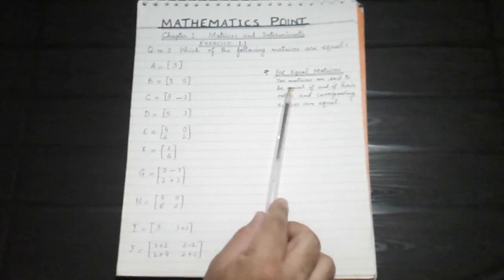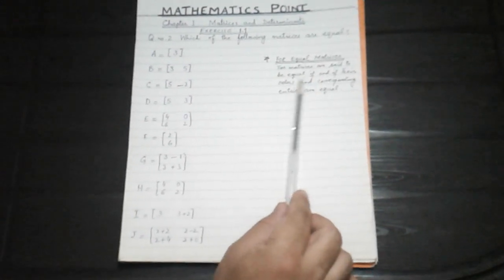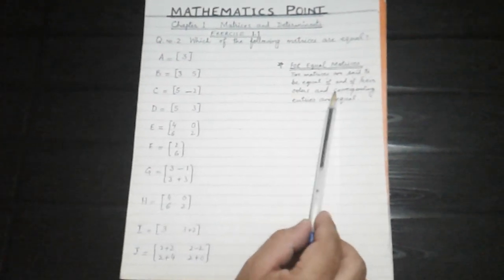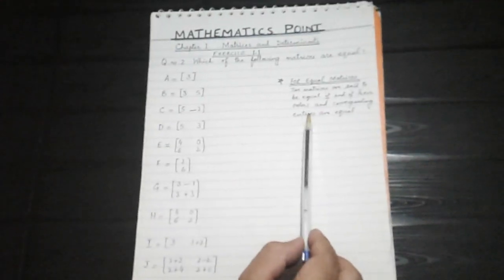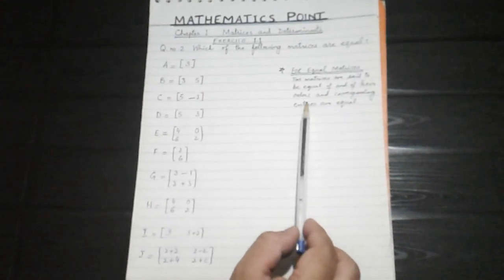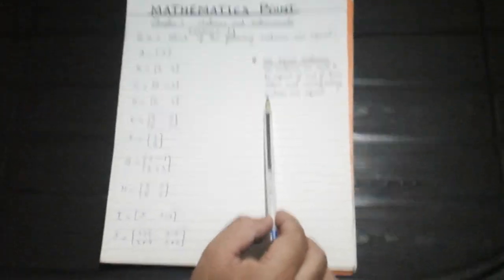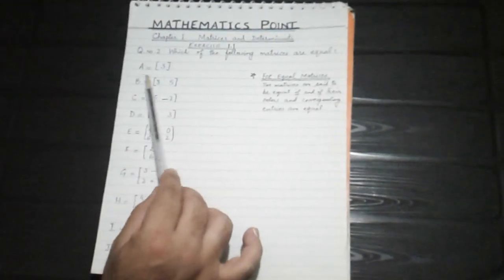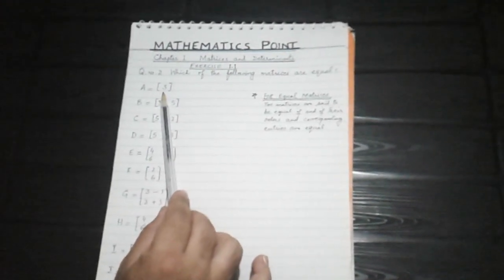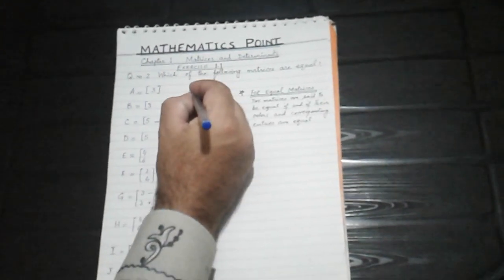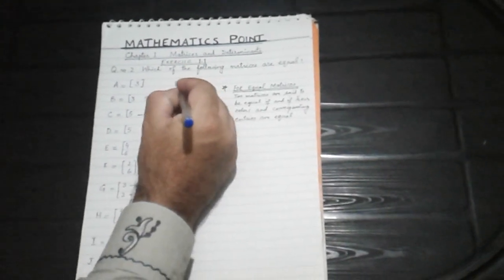Two matrices are said to be equal if and only if their orders and corresponding entries are equal. So, according to the definition, we have to see the orders of the matrices and their corresponding entries or elements. So, you can see in this matrix A, only one element is given. The order of this matrix is 1 by 1.